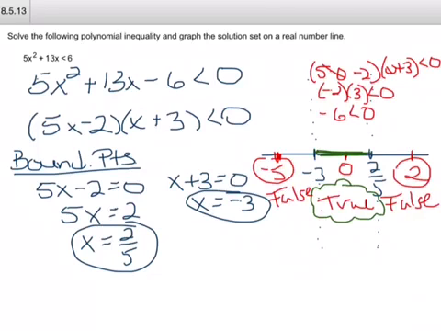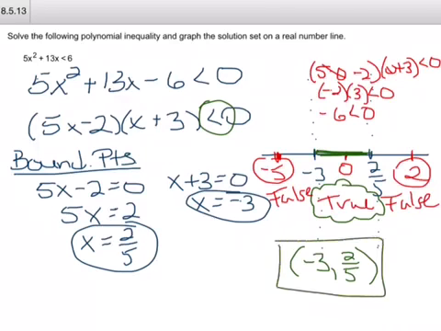So this interval starts at negative 3, ends at 2/5, and needs parentheses here because we have a less than inequality. If we had a less than or equal to, we would put brackets instead. So here is the answer in interval form. And actually the great thing about this sign chart up here is that this also gives us our answer in graph form. All we need to do is put parentheses on the left and the right.